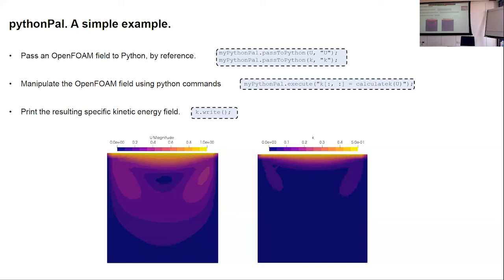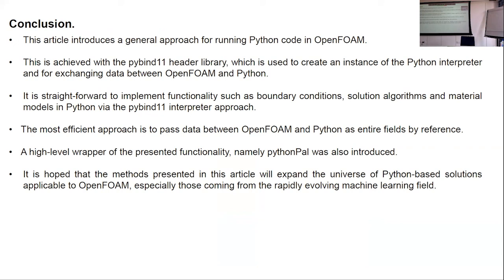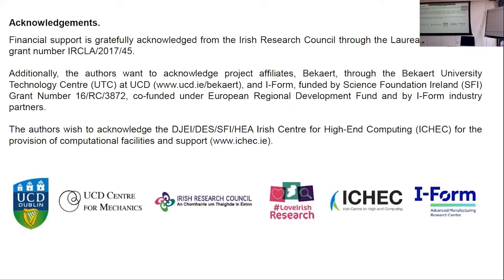So yeah, with this I am concluding. Summarizing, we introduced an approach for running Python codes in OpenFOAM. We talked about the passing by reference approach, the passing by copy approach, and about PythonPal. And we showed an example where we included a neural network in an OpenFOAM workflow. I would like to say thank you to our supporters, the Irish Research Council, which is our funding body, Baker, which is one of the project affiliates, and the Irish Centre for High End Computing.